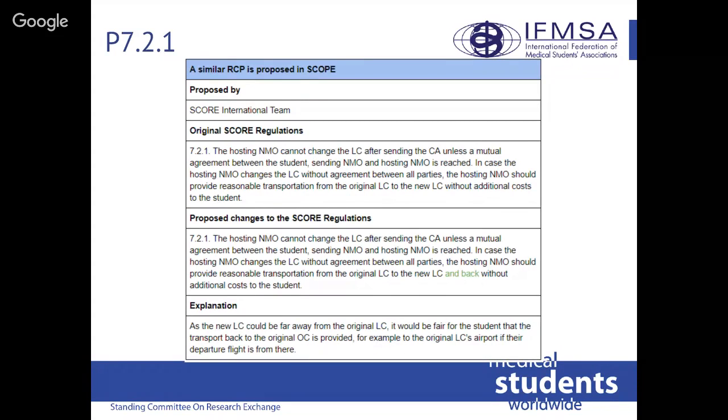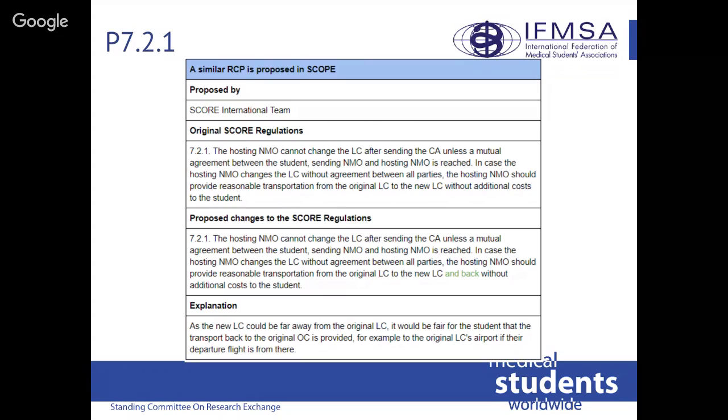So this regulation is about when a CA has been sent, the student has already booked their flight and everything, they are already prepared to go on that exchange, but the LC has been changed. So the LC where they were supposed to go to is now changed to another LC. There could be quite some distance between the two, and this is why this regulation is there.